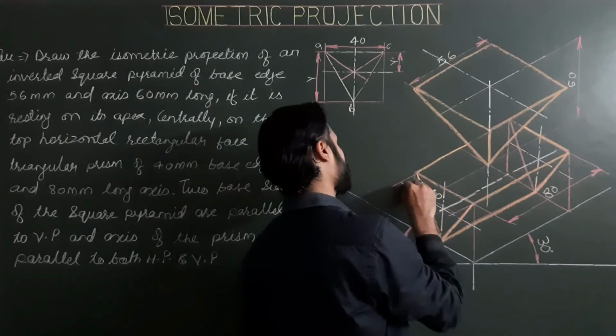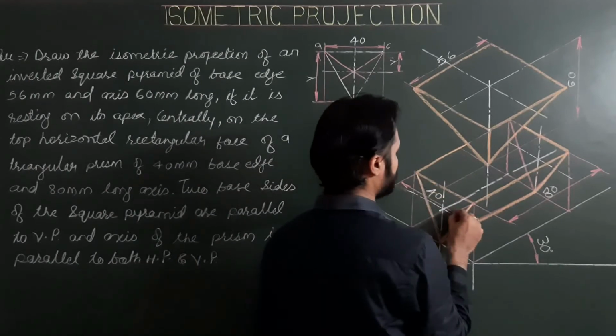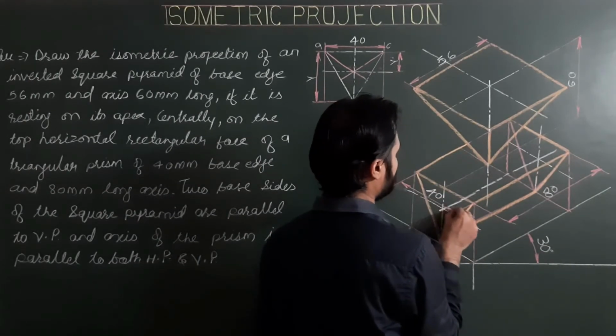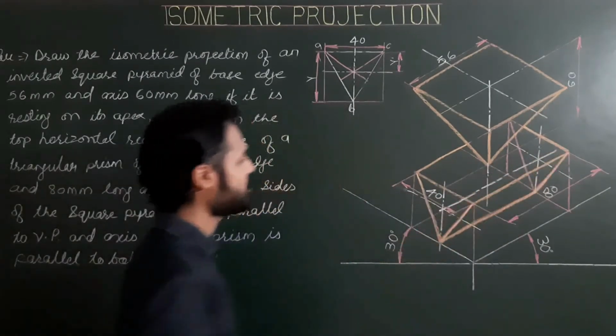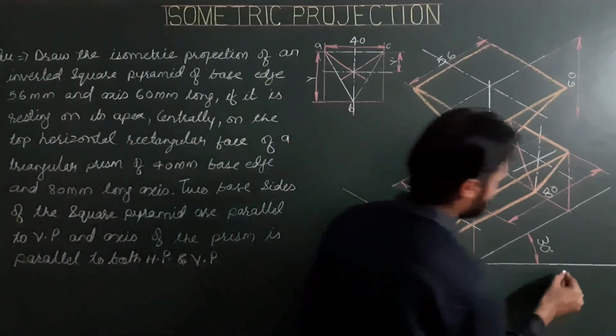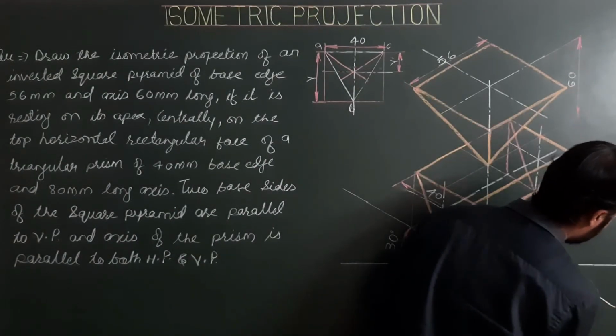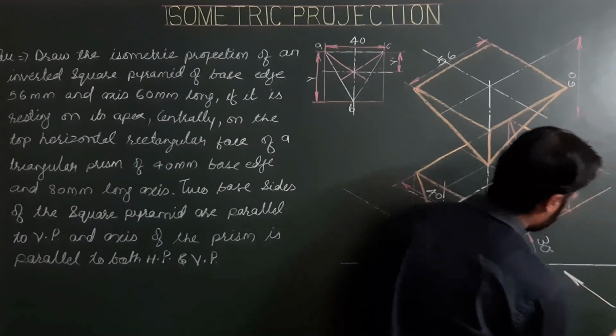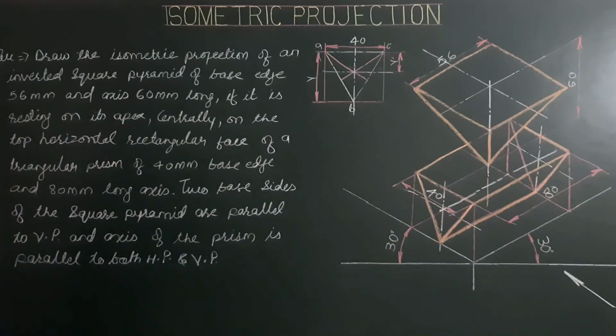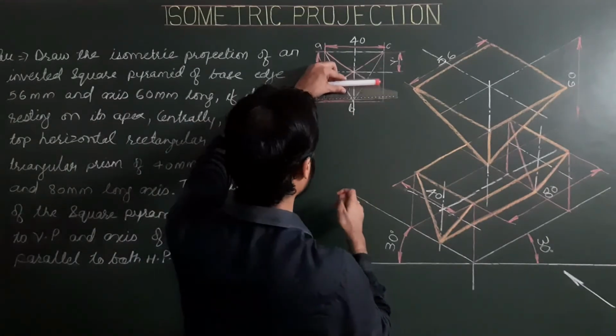Next, direction of viewing or direction of observation. Here the axis of the prism is parallel to both HP and VP, which is possible from this direction. So this is the direction of observation. And naming.